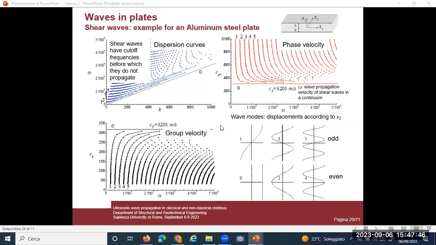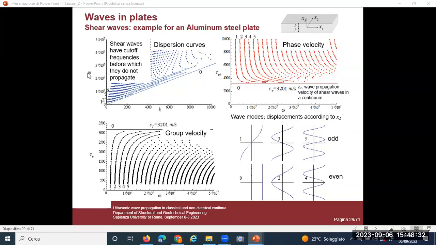Just wanted to show you something. Yes, we will go back. If you do all these operations, okay, you obtain results that are something like that. These results concern an aluminum plate. And you see that I have represented them using different diagrams. They are often all called dispersion curves in the literature.